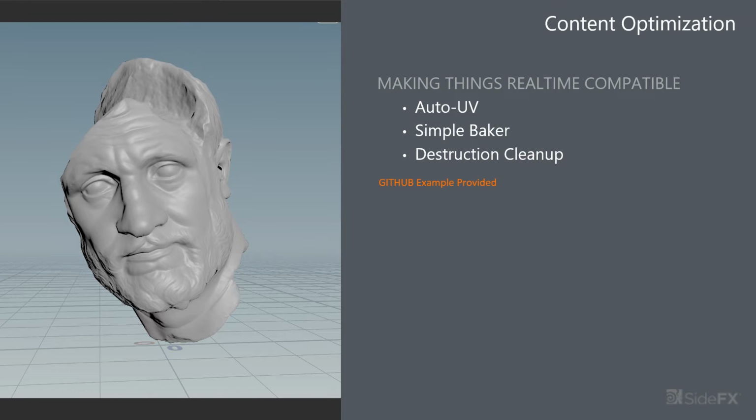Next up, let's talk about content optimization, making things real-time compatible. To do this, three example tools that I'm going to show you are the Auto UV tool, the Simple Baker tool, and the Destruction Cleanup tool, and once again, these also have examples on GitHub.